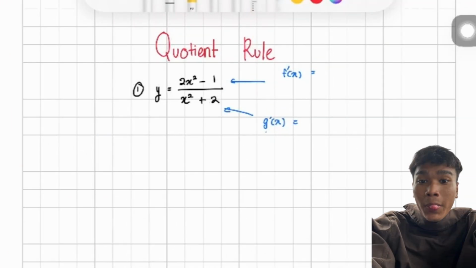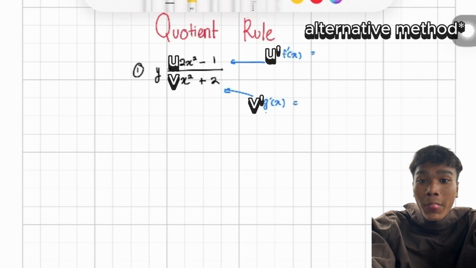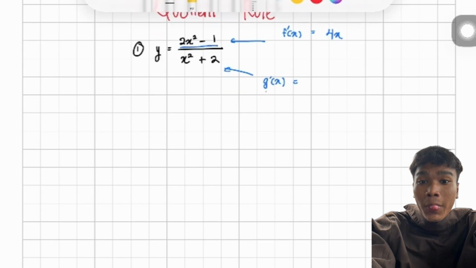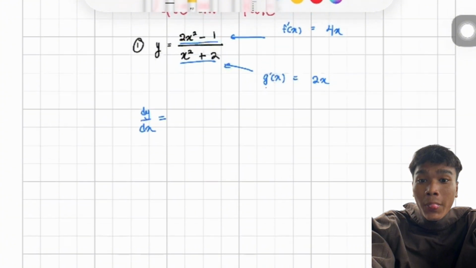The third question is a quotient rule. We let the top function be f(x) equals 2x squared minus 1. So the derivative is 4x. The bottom function is g(x) equals x squared plus 2. The derivative is 2x. So we apply the formula.